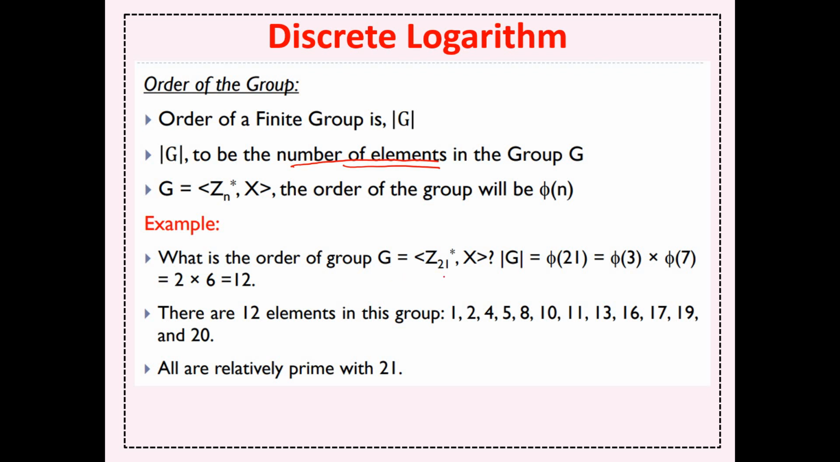But as you can observe here, if the group is Z21 star, a multiplicative group with the binary operator multiplication, then we observe that 21 will be divided into phi 3 and phi 7. Remember the process involved here; this is with respect to Euler's theorem. The total number of elements, or the order of the group, in that case will be 12. Because it's a multiplicative group, and this star, if you remember, always indicates a multiplicative group. So 12 elements will form the group.